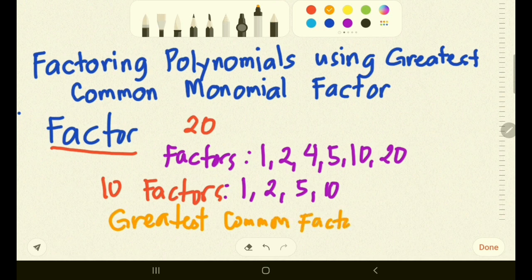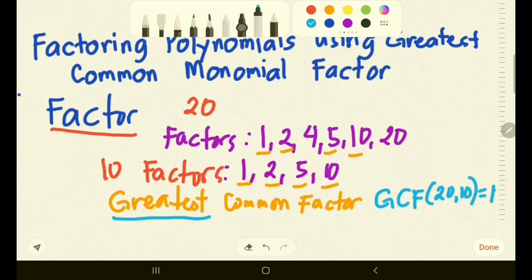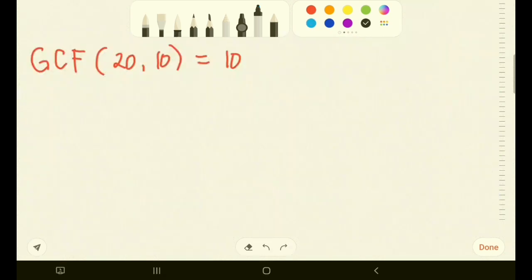Greatest common factor. So we look for the common factor that is the greatest. Here, 1, 2, 5, and 10 are the common factors of 20 and 10. But we're going to search for the greatest. So, obviously, the GCF, greatest common factor, is its abbreviation. The GCF of 20 and 10 is 10. Again, the GCF of 20 and 10 is 10.